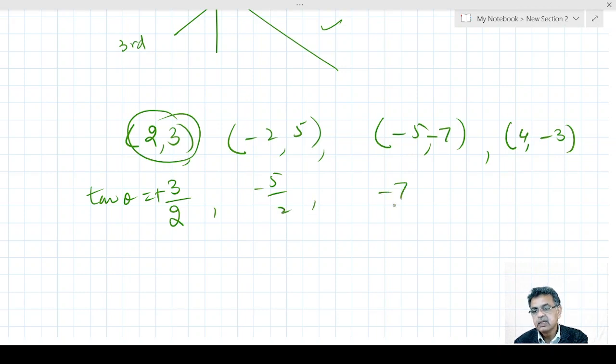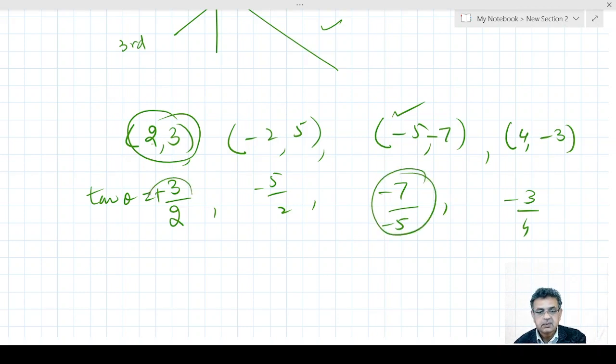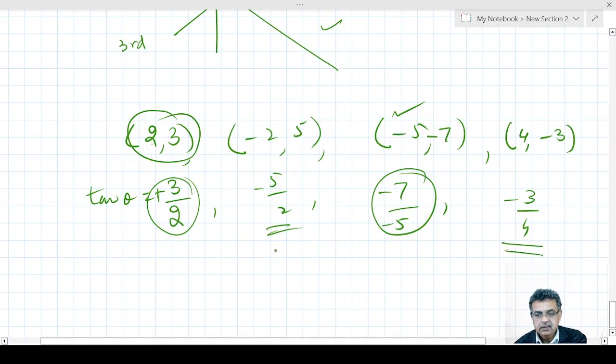In this case, minus 7 over minus 5. In this case, gradient will be minus 3 over 4. So one thing we can conclude, that where both the coordinates have the same sign, both are positive, or in this one both are negative, then tangent is positive in these two cases. And where one coordinate is negative, then tangent is negative. In these two cases, tangent is negative, negative tangent theta, negative tangent theta.